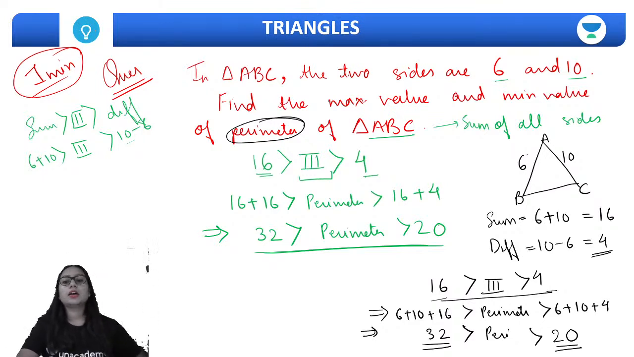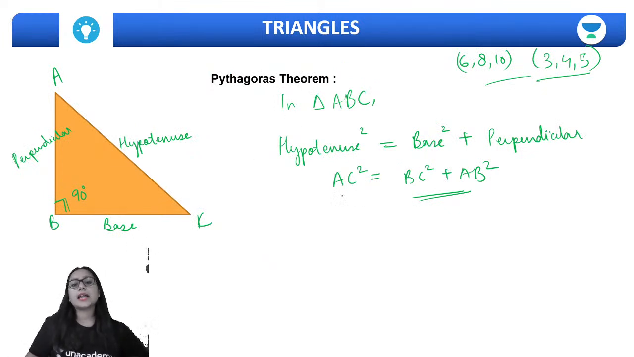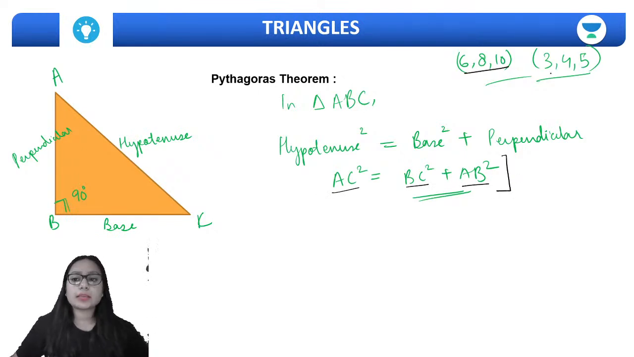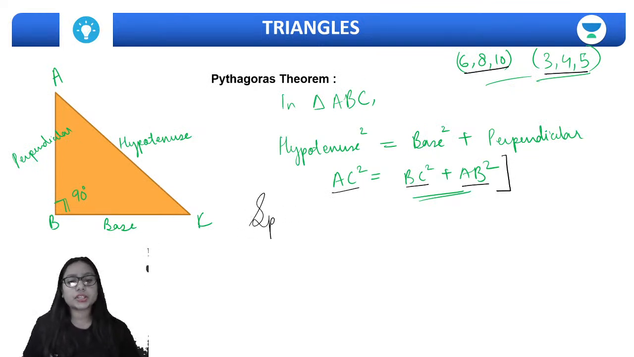Okay, great. Let's move on to the Pythagoras theorem. So far we have discussed that AC square is equal to BC square plus AB square in the Pythagoras theorem. These are some of the Pythagoras triplets that we should remember. Okay, let's continue. Before I move on to the next topic, there are two special triangles.